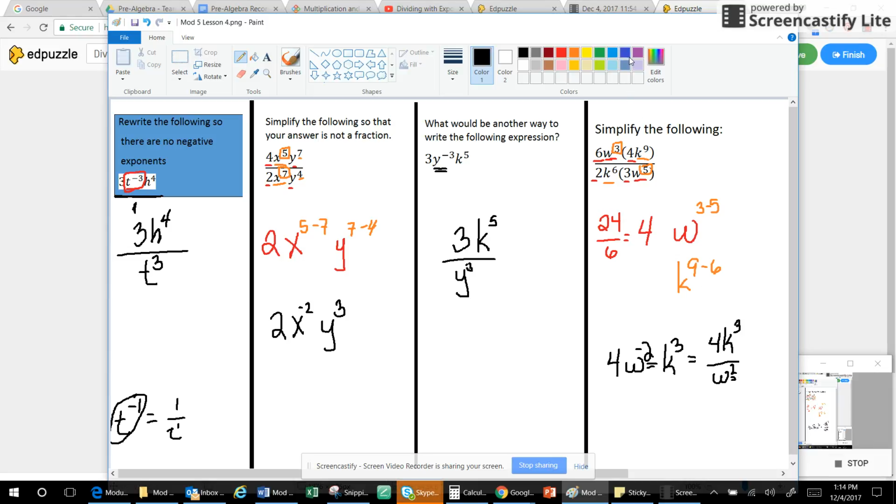Now, the one thing you always want to make sure is that you used everything in the original problem. So we did the 6 times 4, we did 2 times 3. That's where these came from, right? We used the w's, we used the k. So there's nothing left over that we missed in the problem. So that's a good habit to get into with these types of problems. Make sure everything's accounted for in your answer.